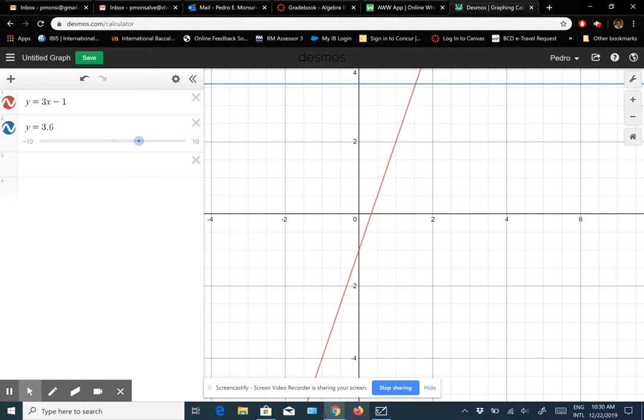In this case, because it only touches once, we are sure that there exists an inverse function for the linear function y equals 3x minus 1. Now we will proceed to finding it.